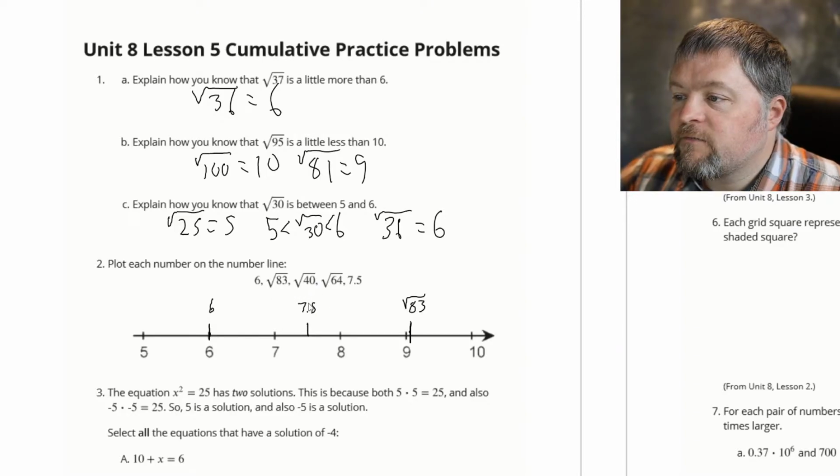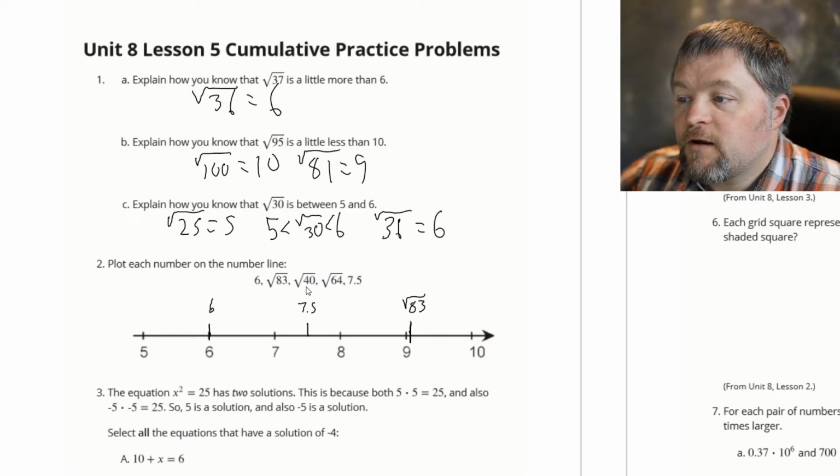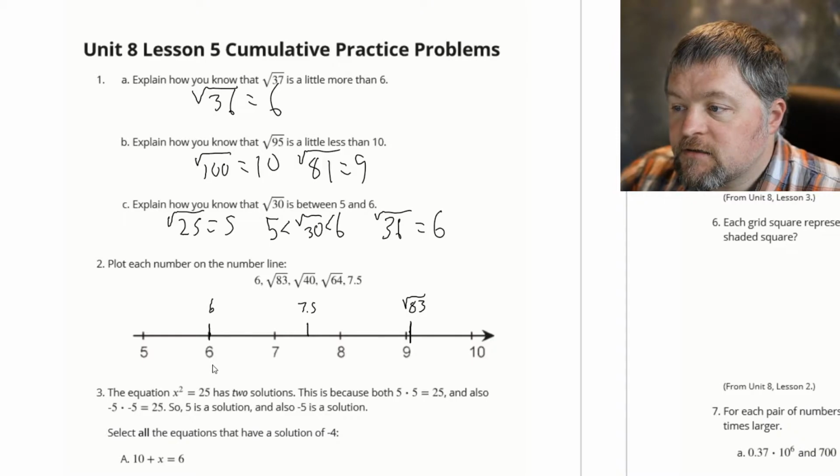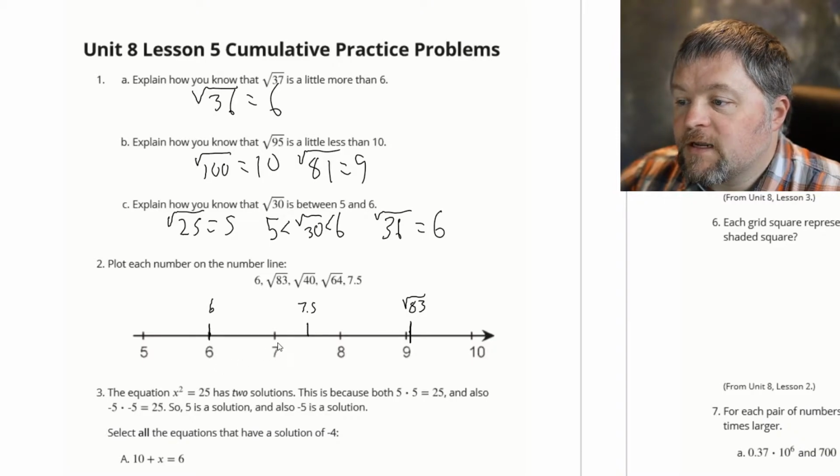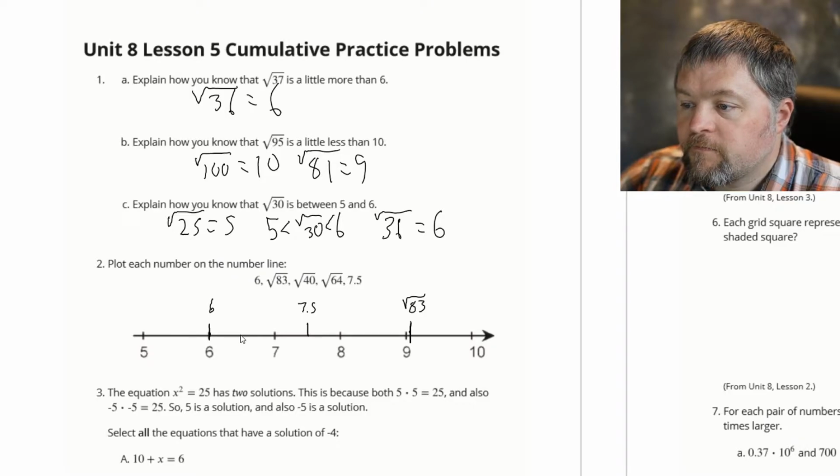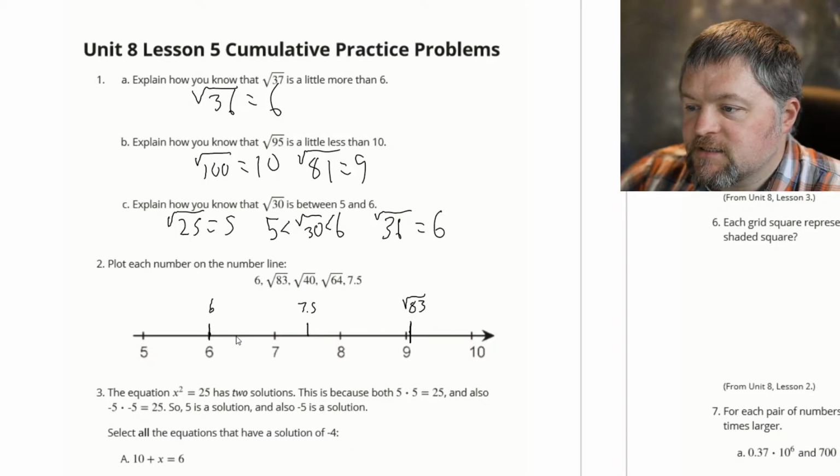Now we have the square root of 40. Well, the square root of 36 is 6. The square root of 49 is 7. So it needs to be between 6 and 7. 40 is a little closer to 36 than it is to 49, so it's probably a little closer to 6 than 7. So I'm going to put the square root of 40 right about there.